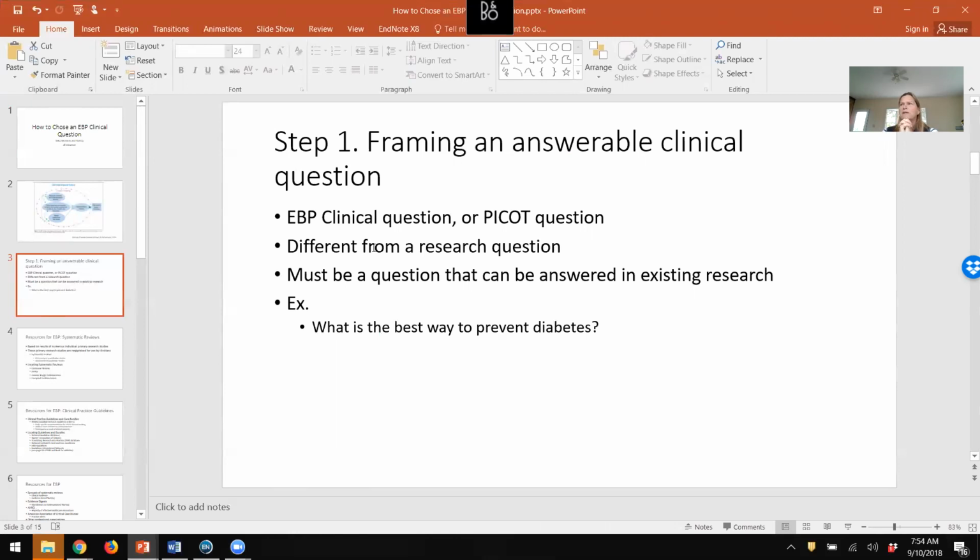So that's really important. For your EBP assignment, you will be asked to develop a question that you can find an answer to. If you develop a question that there's no answer to, then you really need to do research instead.